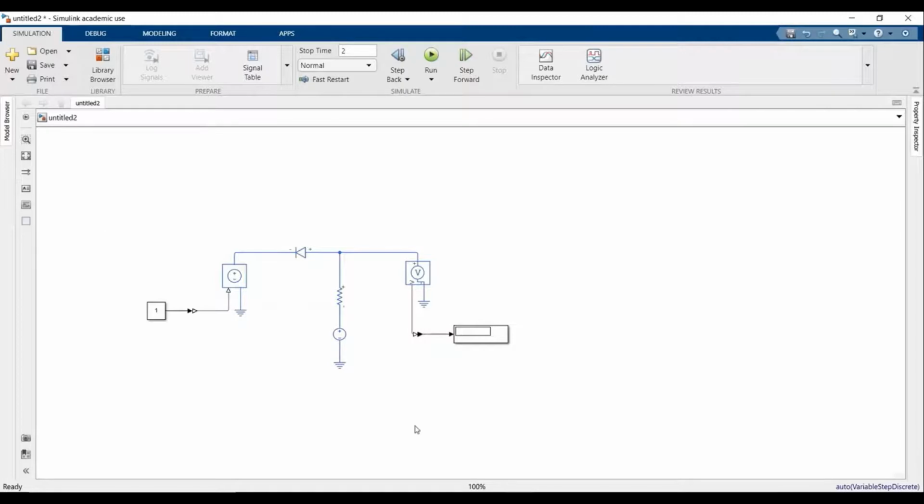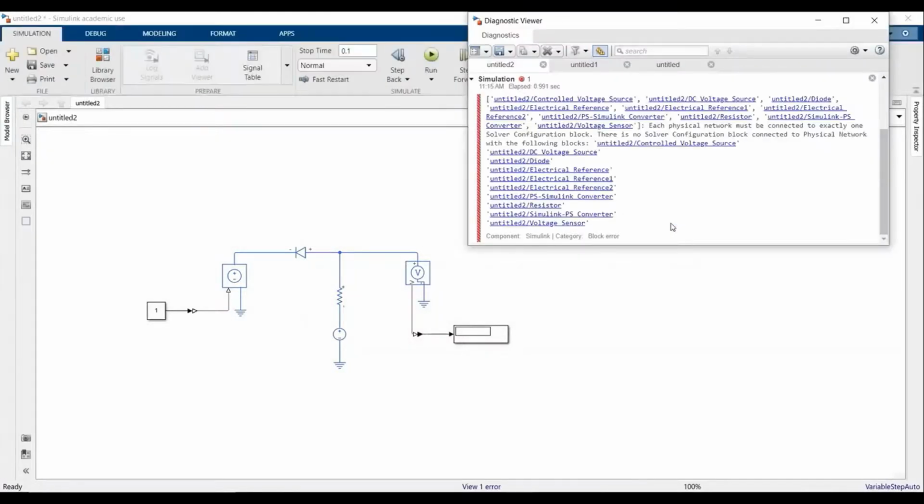That's the setup of my circuit using one branch of the diode. Make this run 1 second. So if I click on run, okay, you get a list of errors coming out. So what this error is: no solver configuration block connected to the physical network.